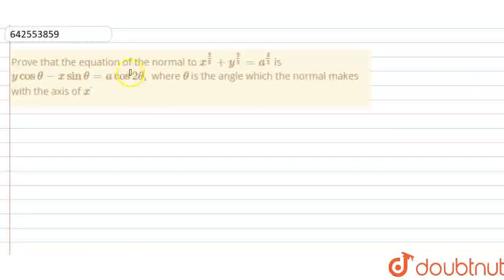Hi there, today our question is: prove that the equation of the normal to the curve x^(2/3) + y^(2/3) = a^(2/3) is y cos theta minus x sin theta equals a cos 2 theta, where theta is the angle which the normal makes with the axis of x. So we have to find the equation of the normal to this curve, and then we can just prove that this will be our equation of normal.